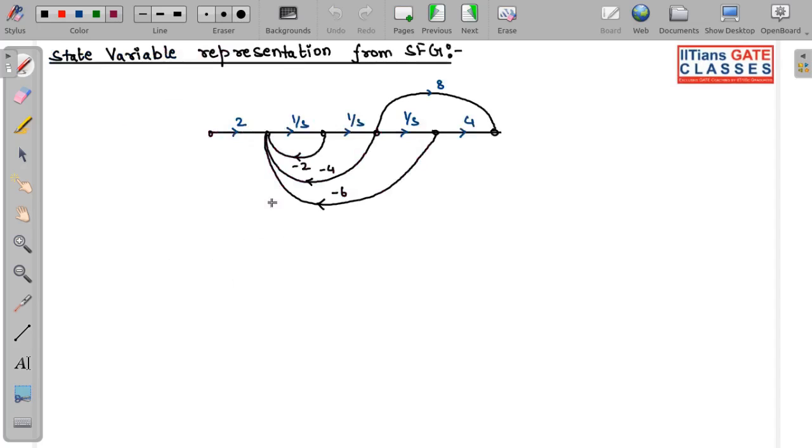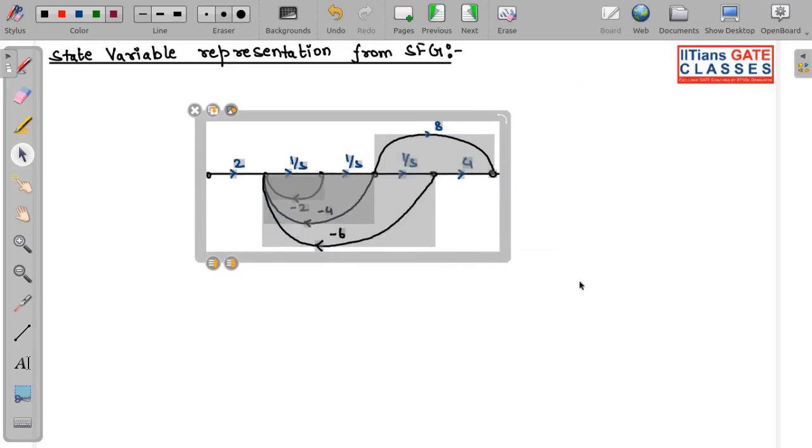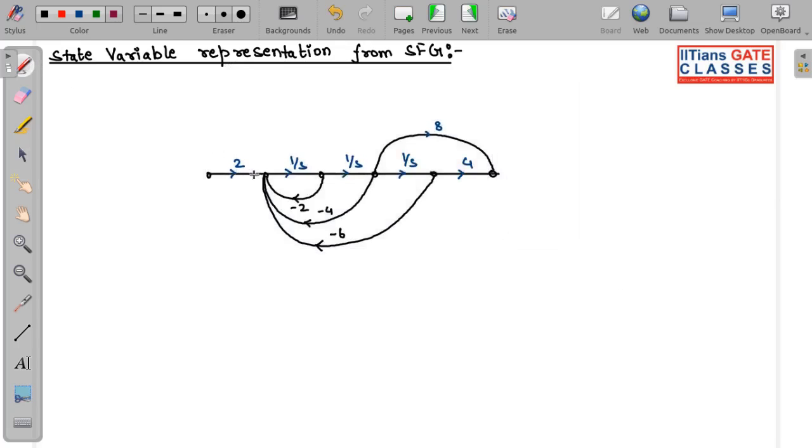So now we have state variable representation from SFG. How are you going to write a state variable representation when you have a given SFG? Whenever you have such a question, you always start from the last node. First, look at the SFG: what is the order of the system? The order of the system is equal to the number of integrators in the system, that is it. So order is equal to 3.